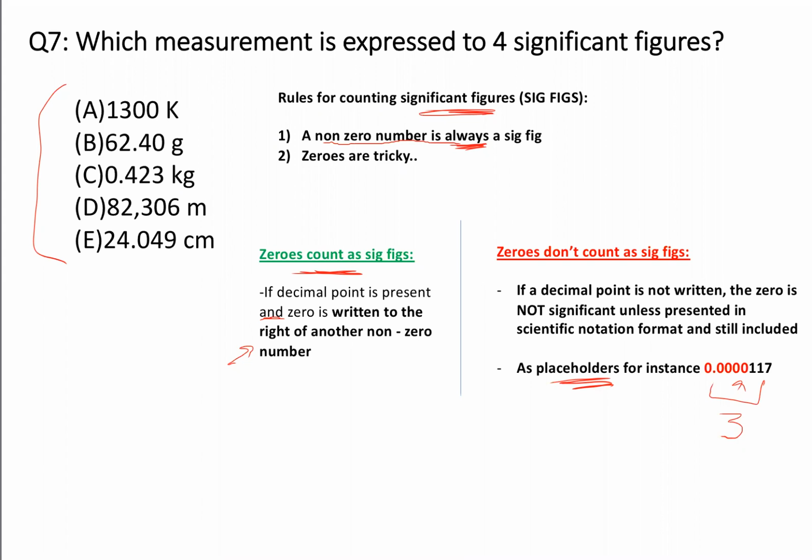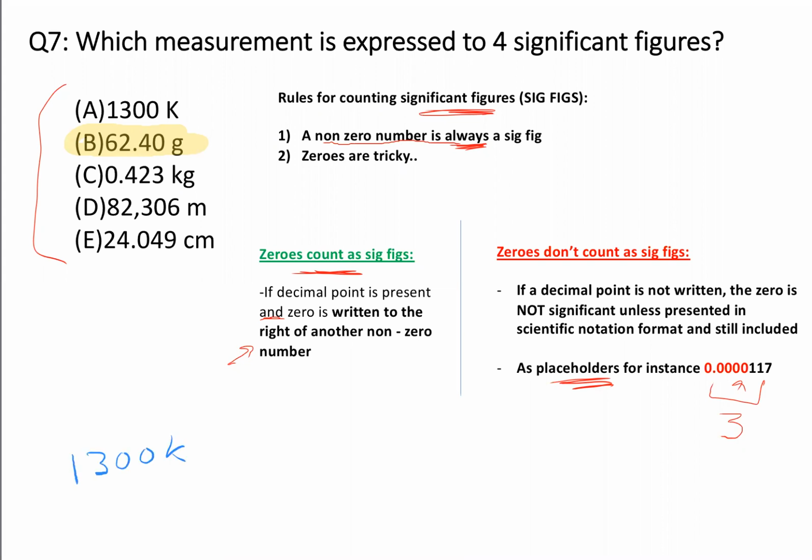All right, so which of these measurements are expressed to 4 significant figures? I'm just going to highlight what I think is a pretty good answer, and then we're going to go through and explain why that is indeed the answer. I'm looking at choice B right here, 62.4. I think that's a pretty good choice. Now, why is that a good choice, and why are the other ones not good choices? Well, let's go through them.